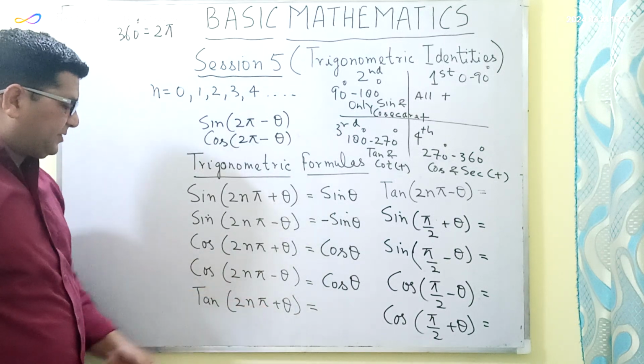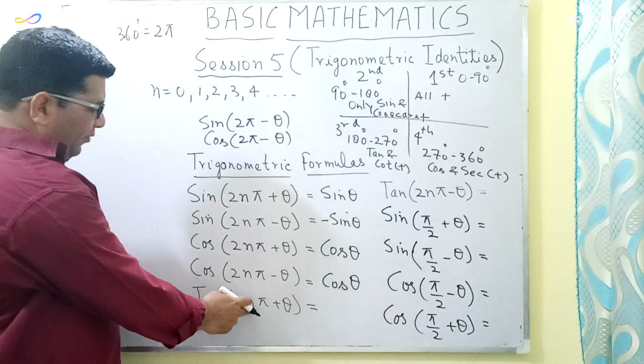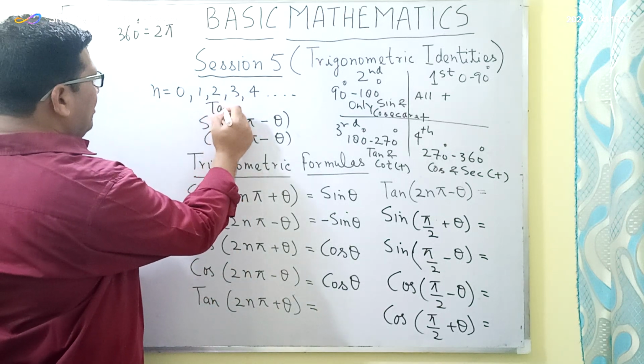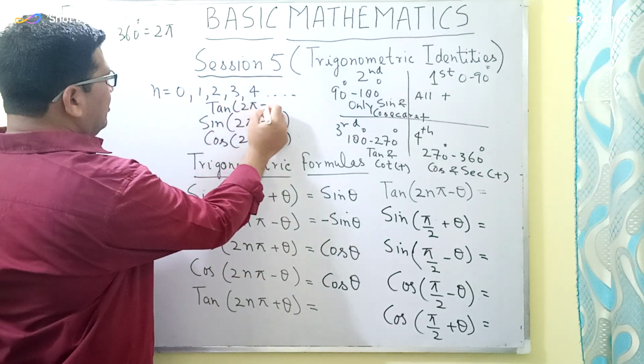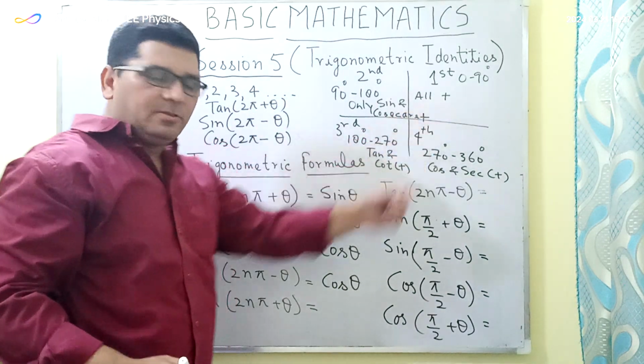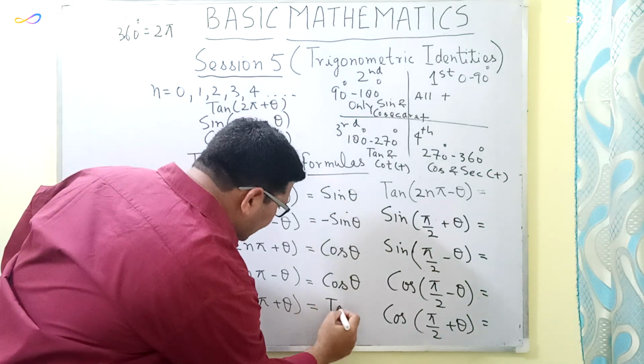Tan(2nπ + θ). If the value of n is equal to 1, then this will be equal to tan(2π + θ). Now 2π + θ will be in the first quadrant. So tan θ.